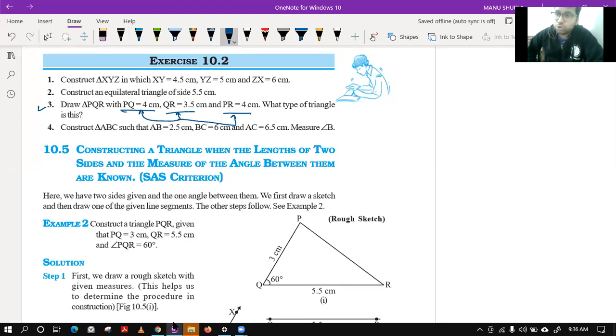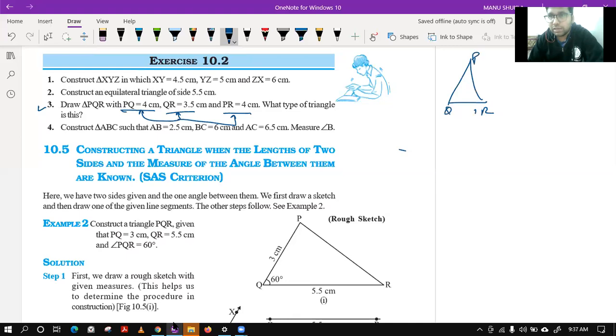Now, it is your choice which side you want to take as base. You can take any side. It will not be wrong. Okay, you want to take PQ as base, that is fine. If you want to take QR as base, that is also fine. If you take QR as base, it will look like this.